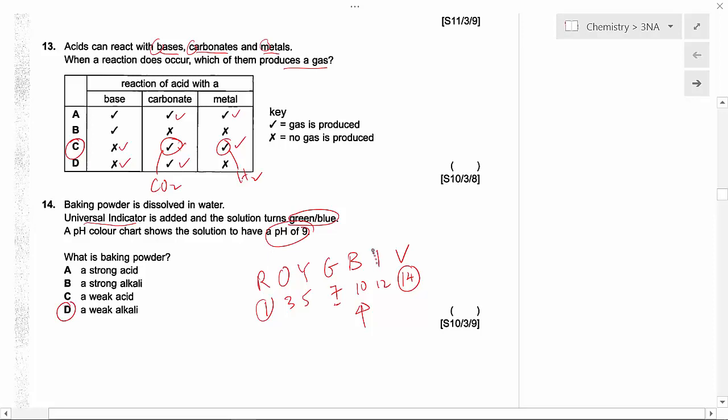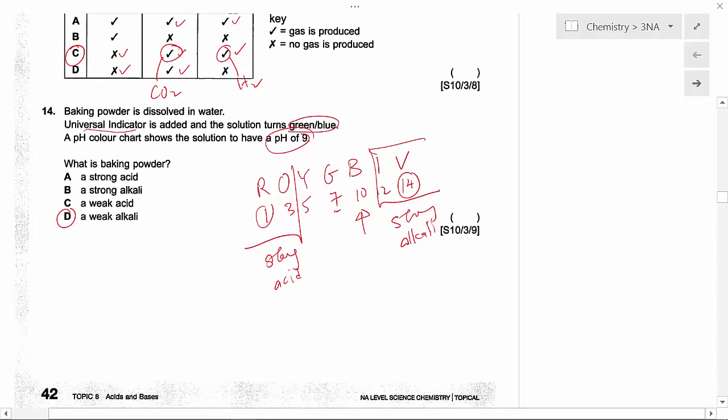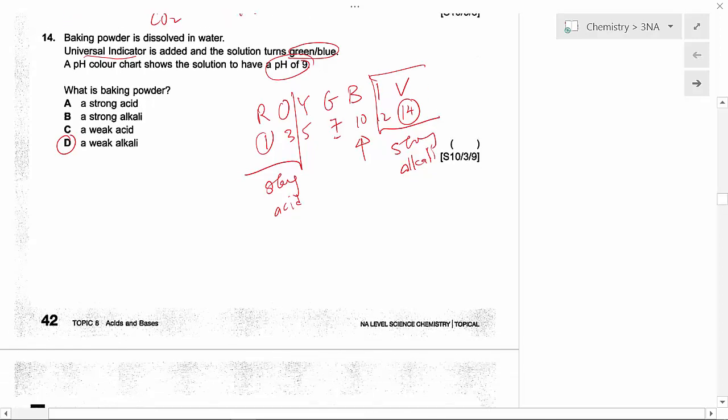Alright, the strong one will be 12 onward is strong, and 3 and below is strong. Strong acid, strong alkali. And those that is just below 7 is weak acidic, and just above 7 is weakly alkaline. So it's weak alkaline for pH 9.